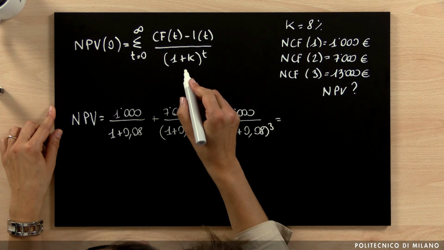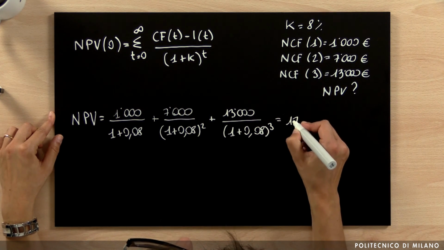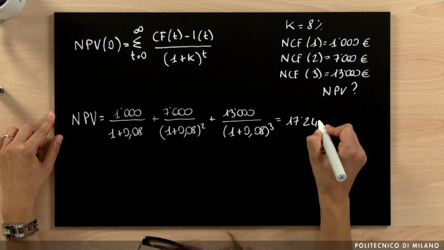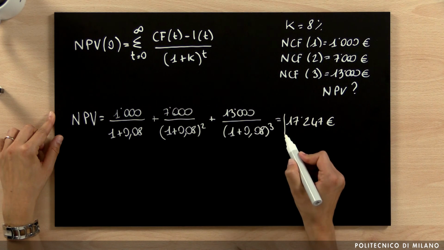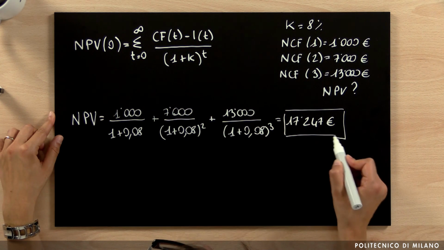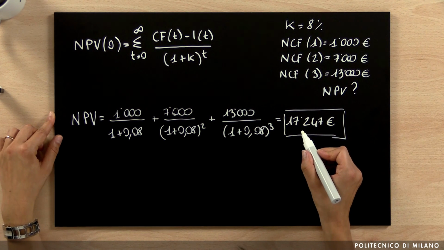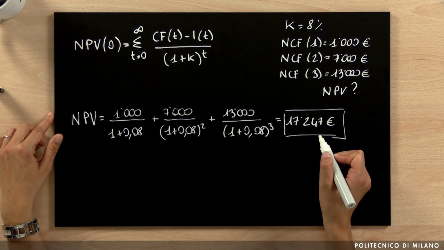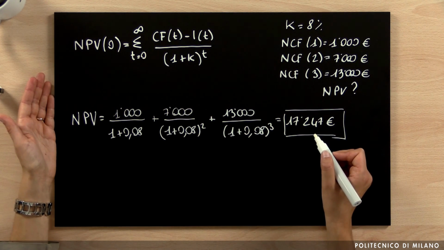So we just apply this formula and we obtain that this net present value equals 17,247 euros. That's really important because we are saying that the value that the company is able to generate for shareholders is not the sum of the net cash flow. So it is not equal to 21,000 euros, but it is 17,247, which is an example of the application of the NPV to calculate the net present value generated by the company.